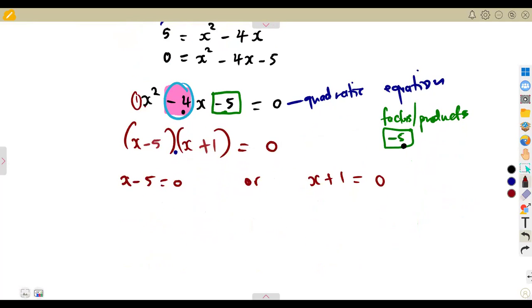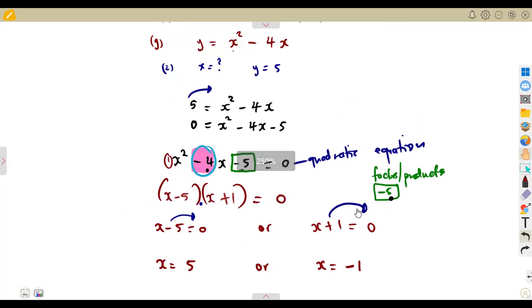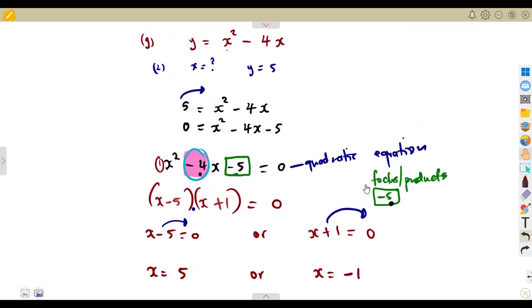So from this, I can solve for x. I need to transpose -5. It becomes a positive. +1, it becomes a negative. So x is going to be 0 plus 5, which is 5, or x is going to be 0 minus 1, which is -1. So these are the possible values of x. It's not just a single value, just like what we had in the previous case when it was just a single value. Here we are obtaining two values.